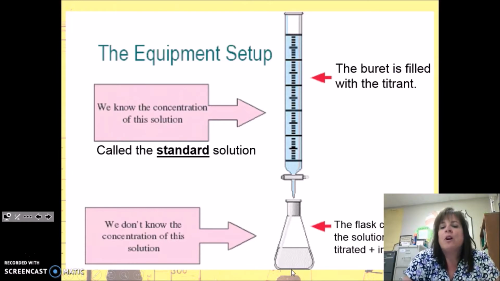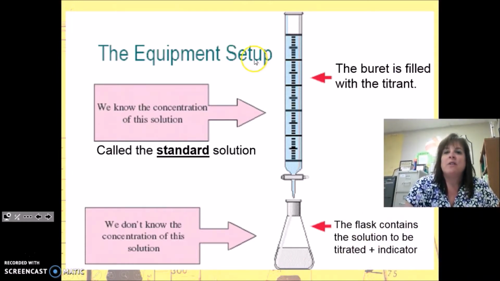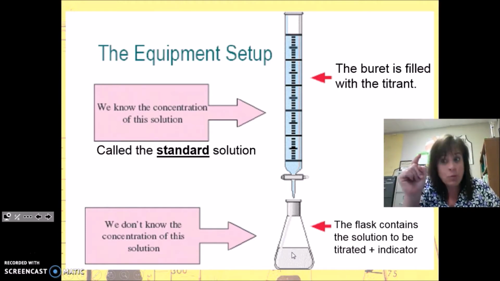The setup for our lab is we use a burette, and so here's our burette. We fill it with the thing we know the concentration of, the thing we call the standard solution. And in our flask, we have the solution that we don't know the concentration of, and it includes that plus an indicator. Now, I'm going to go and do this, and let's take a look at how we read the burette and how the pH changes as we titrate.